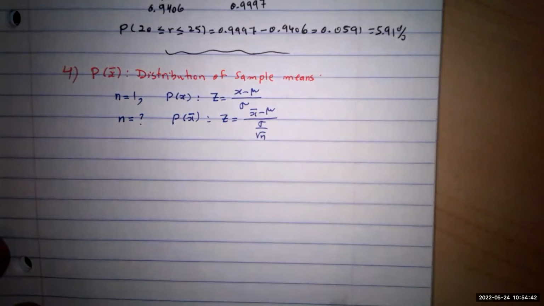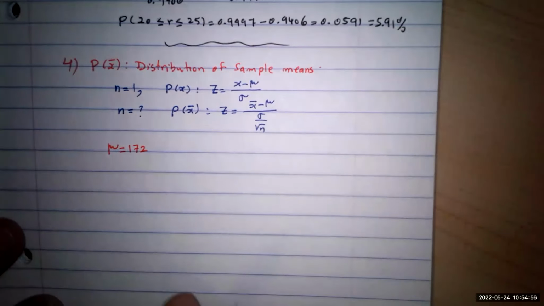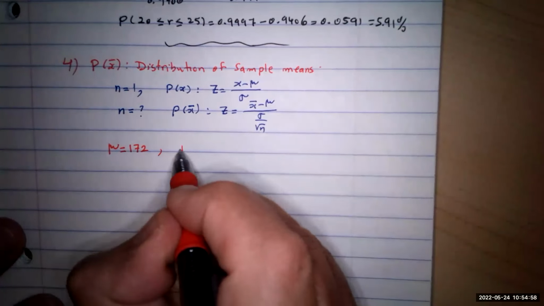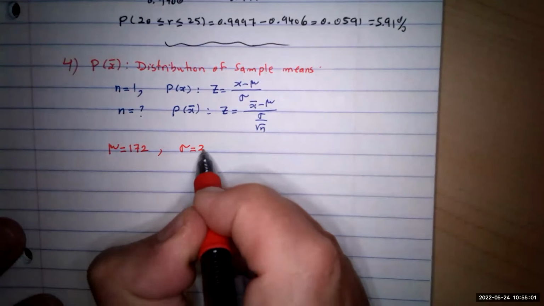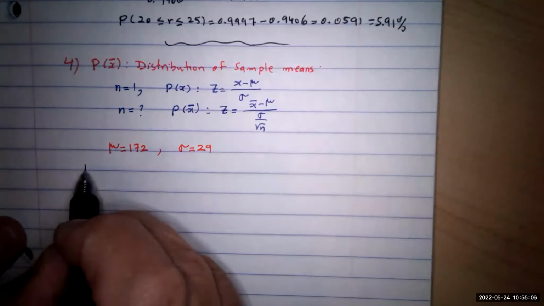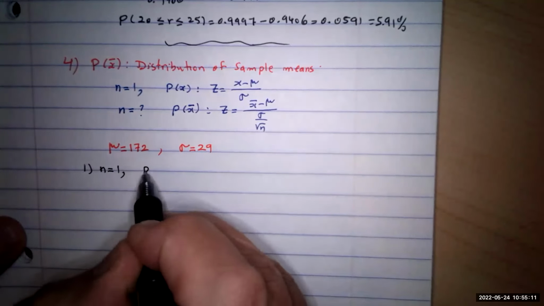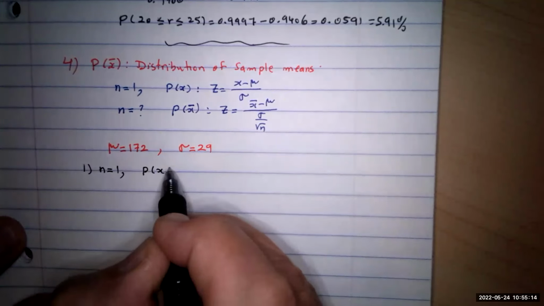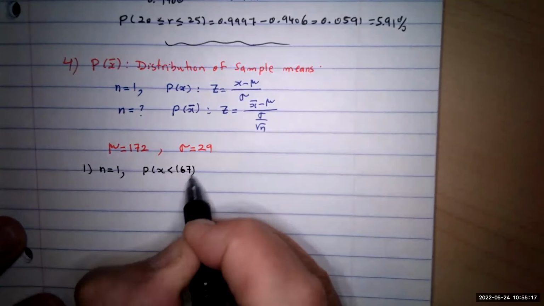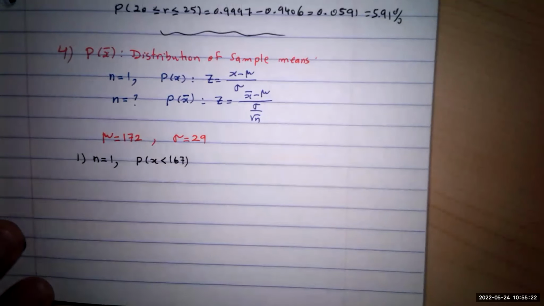The information would be given to you. The mean weight for all the population is 172 pounds, and the standard deviation is 29 pounds. So in the first part, we pick one man out, and we want to know what is the chance that his weight is going to be less than 167. That's the first part. Okay, this is your Z formula. You substitute and get the probability right away.